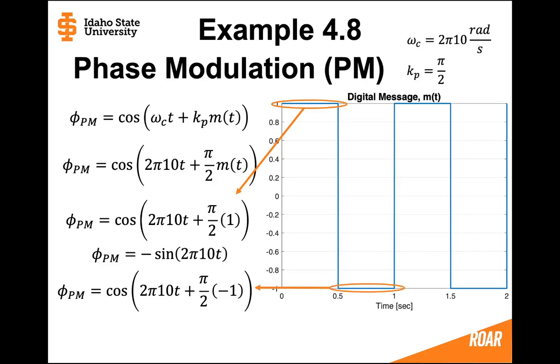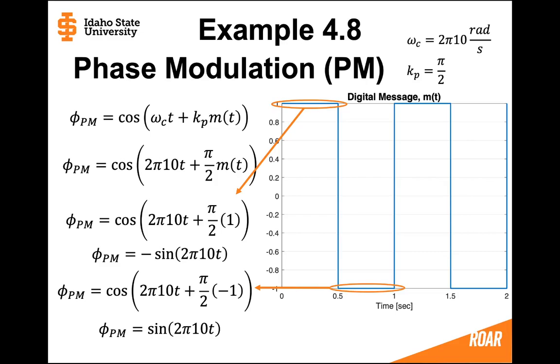Now what happens at 0.5 to 1? Well, now the message value is -1. So if we substitute in our values for the carrier frequency and the message, we'll get a cosine of 2 pi times 10t plus pi halves times minus 1. And again, we can apply an identity and see that the phase modulated signal is actually going to be equal to sine of 2 pi times 10 times t. So from this, what we can see is the phase modulated signal is either equal to minus sine 2 pi times 10t or positive sine 2 pi times 10 times t.